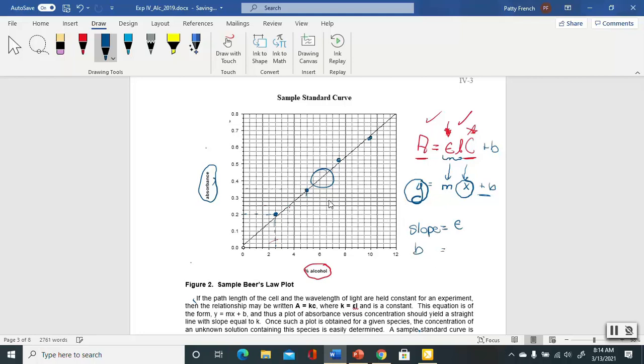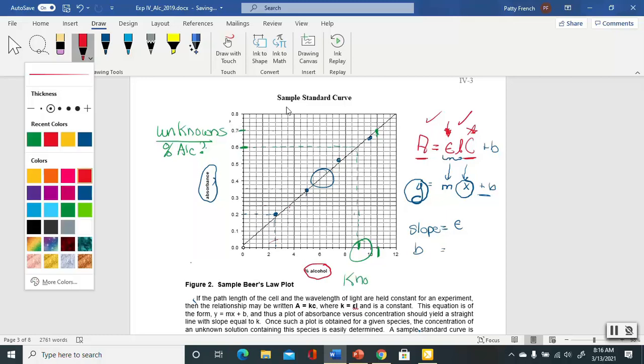Okay, so great. What's the point of this? Well, the point of this now is you're going to make some unknowns and measure their absorbance, and say one comes out at 0.6. Our percent alcohol would be 9. Obviously more accurately than that. If we had one that was 0.7, right across to here, that would be a 10.5% alcohol. See, so that's what we're going to do.